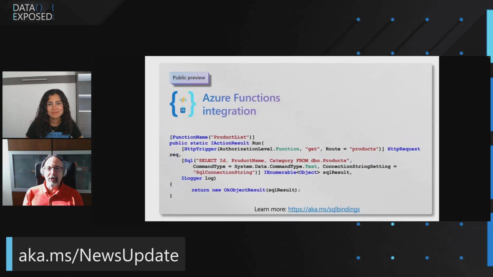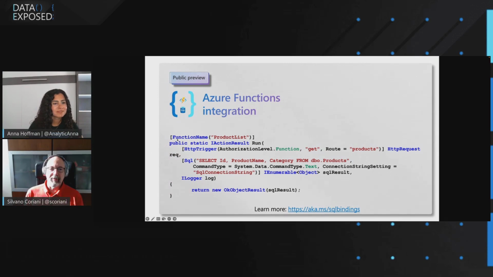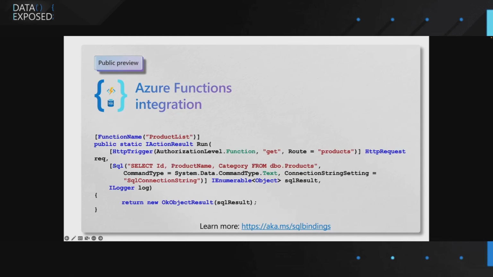Azure Functions integration, as I was saying, you may be familiar with some of the attributes that you have available in Azure Functions. This new SQL attribute gives you the ability to specify a SQL query, or a stored procedure name, or a view name, and so on, and then make sure that within your Azure Function code you have access to the result set in the form of an enumerable of objects, and you can process that.